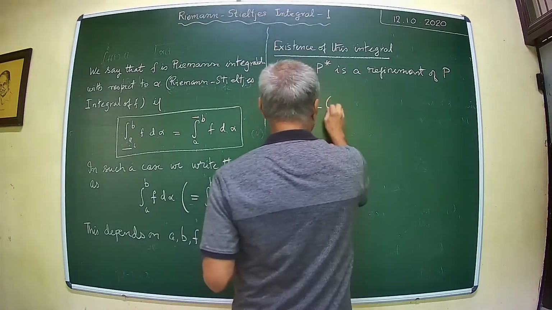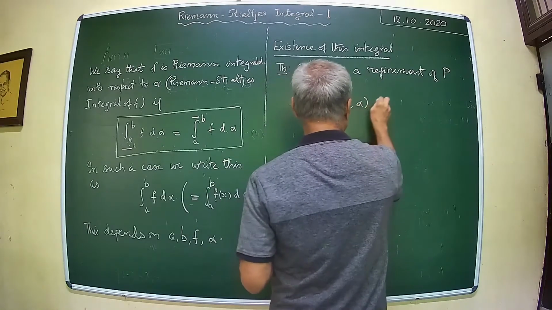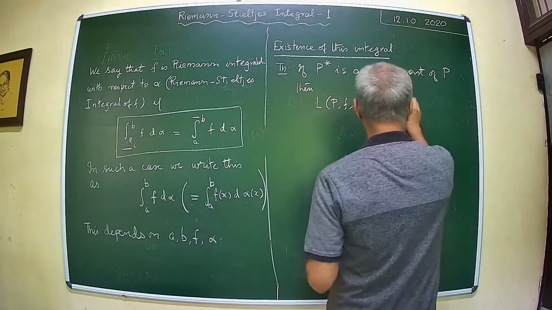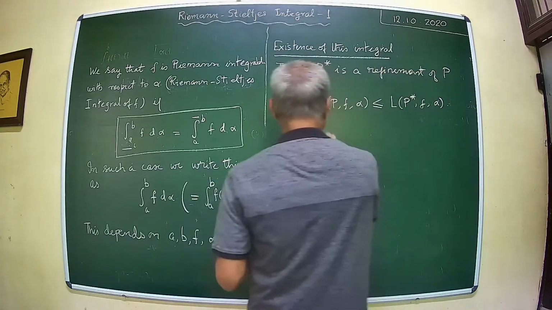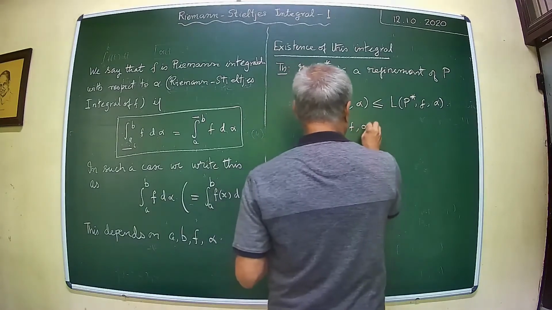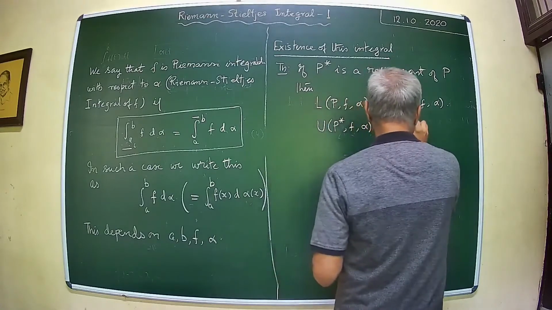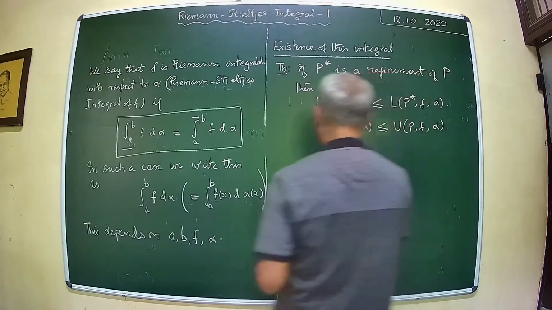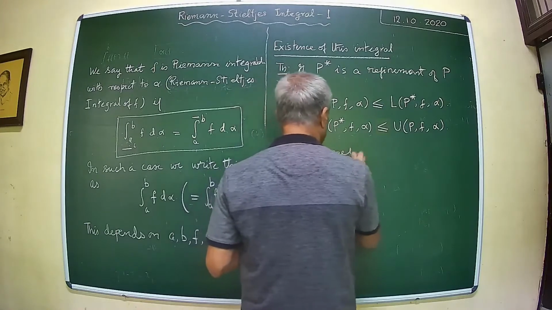L of f, alpha is less than or equal to L of B star, f, alpha. So also U of B star, f, alpha is less than or equal to U of P, f, alpha. By which you mean that B star is a refinement of P.